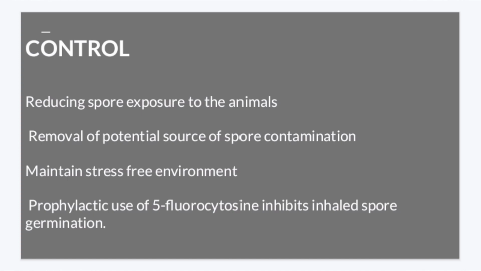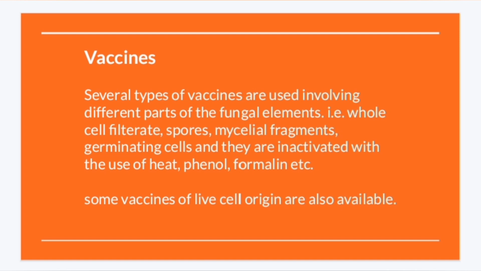Coming to prevention, aspergillosis can be prevented by reducing spore exposure to the animals, because we said that in cattle it is mainly due to inhalation and ingestion. Also remove potential sources of spore contamination, maintain a stress-free environment, and prophylactic use of 5-fluorocytosine inhibits the inhaled spore germination. So these are the points you can consider for prevention. Coming to vaccines, many vaccines have been developed, mainly from fungal elements such as cell filtrate and spores, and modern biotechnological vaccines have also been developed.